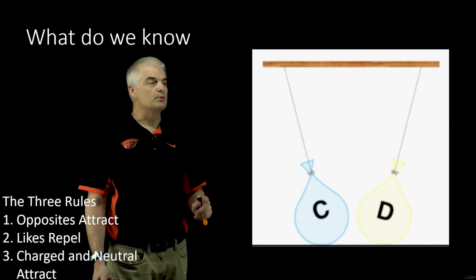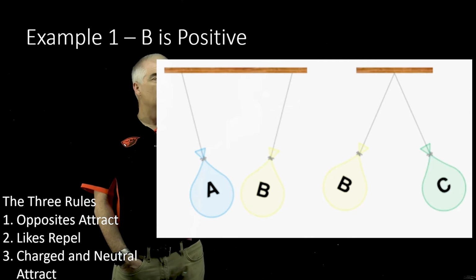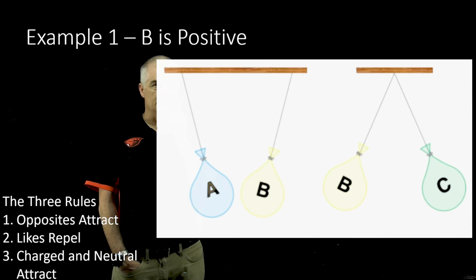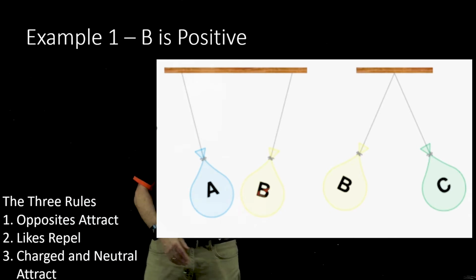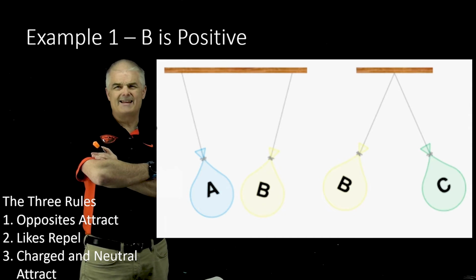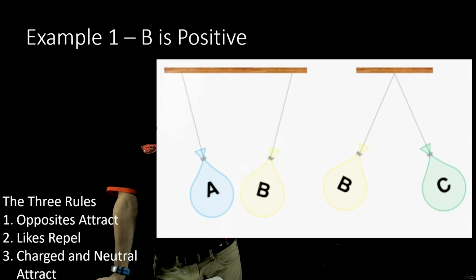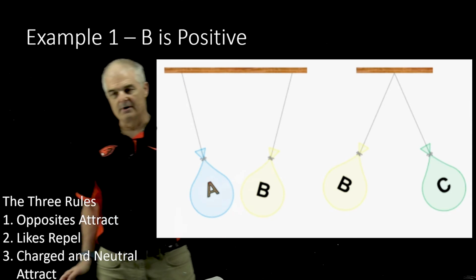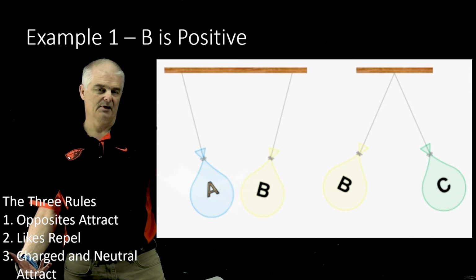So now let's do 2 examples. Sketch in your notebook these 2 examples. This is example 1. What we know in this particular problem is that B is positive. So it's a given. Now what do we know about this situation? I have to look it up because it gets me a little confused. If we know B is positive, what does A have to be? Well, if you look at the first picture, A is attracted to B. But all that tells you is that A could either be negative, that's the opposites attract, or it could be neutral. So that doesn't really help us too much.